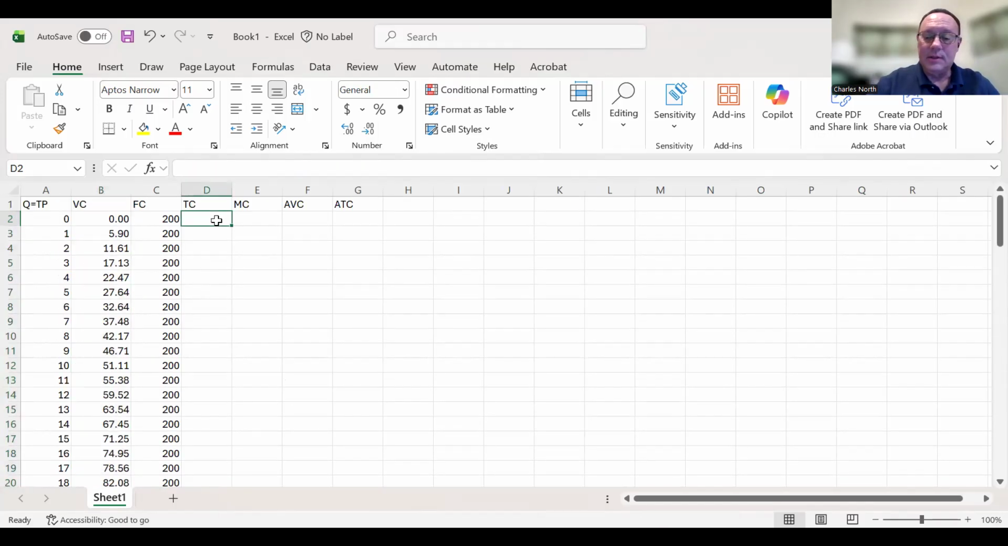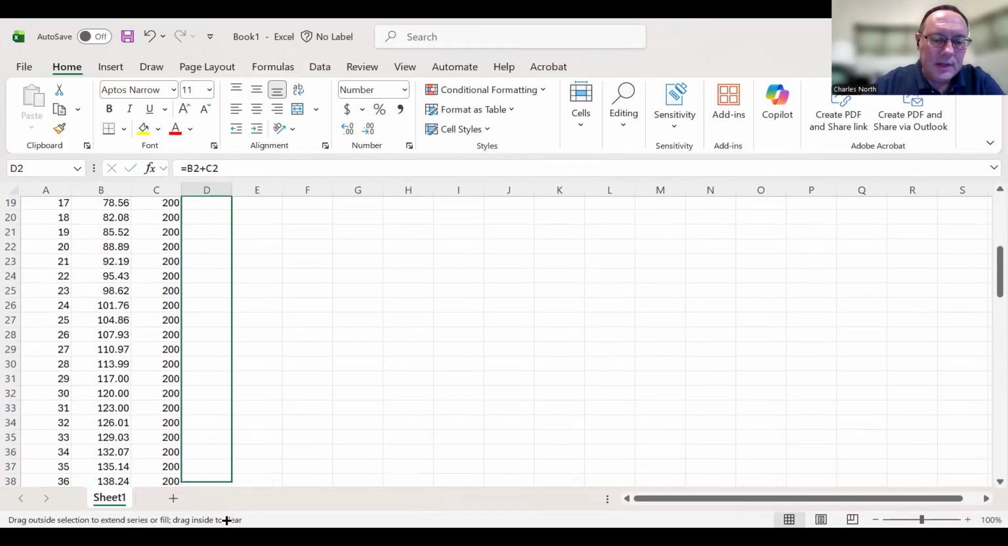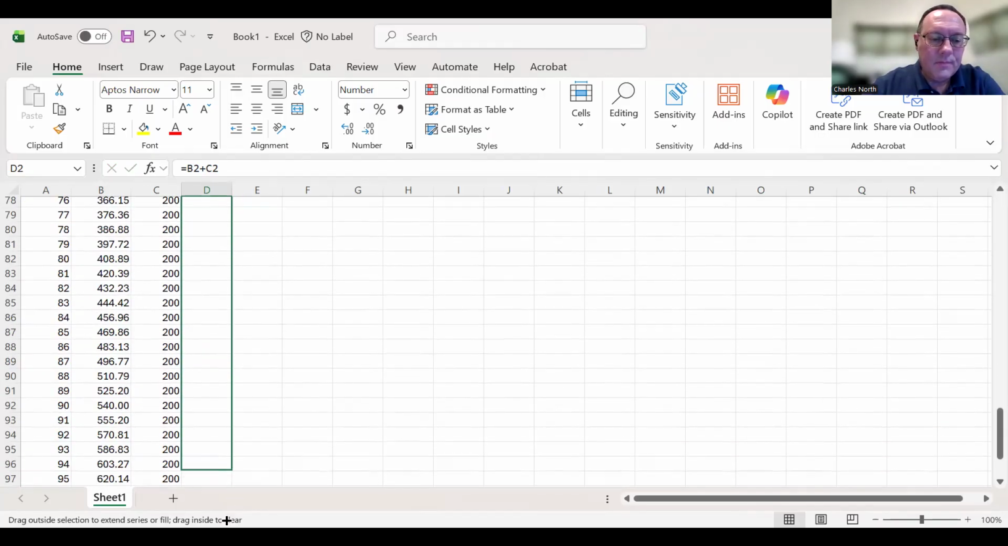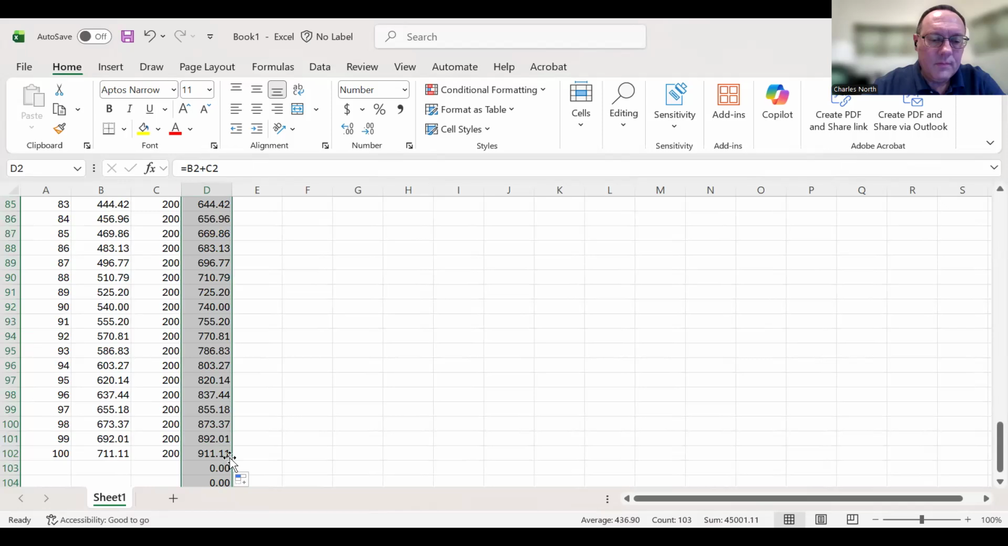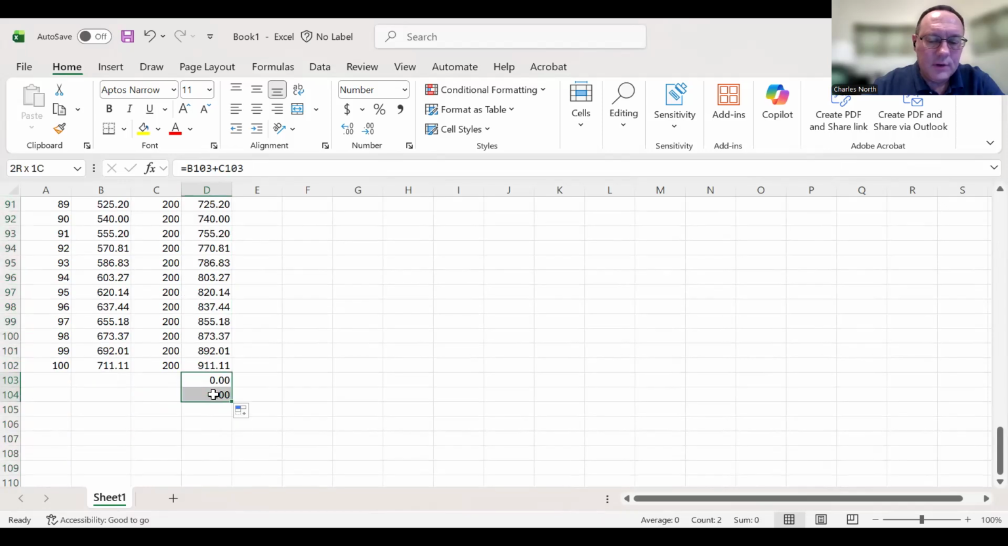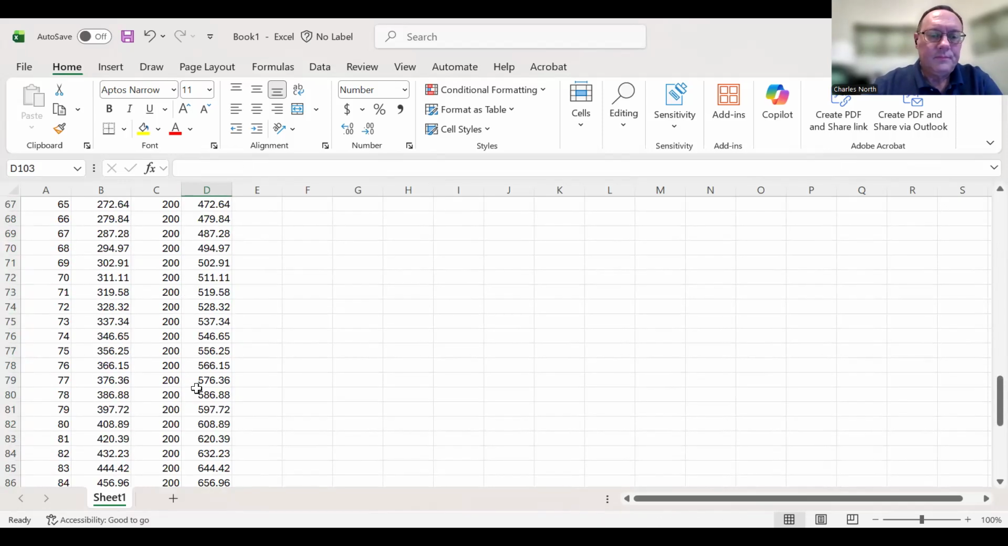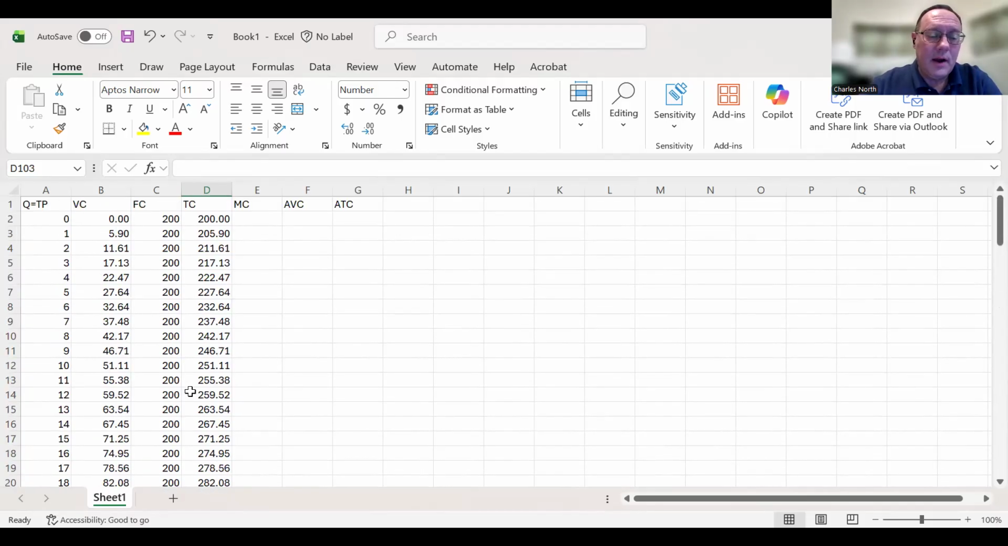And then total costs, you can simply add them together. You do equal E2 plus C2, and that'll give us 200. From there, I can basically copy it all the way down. A little too far. And now we've got our first graph, basically. Everything we need to put in the first graph is in there.